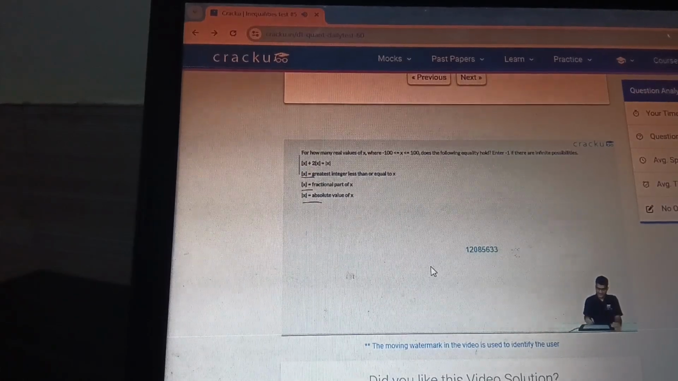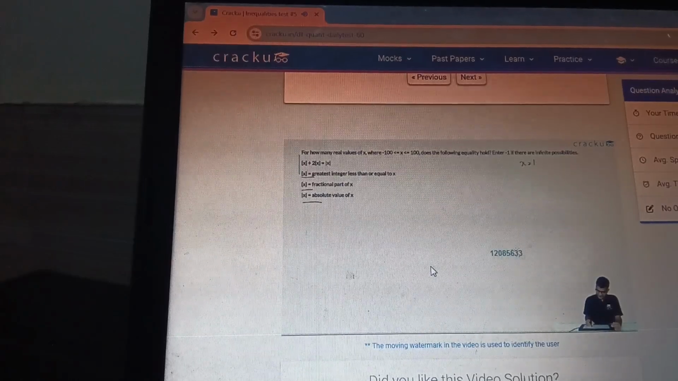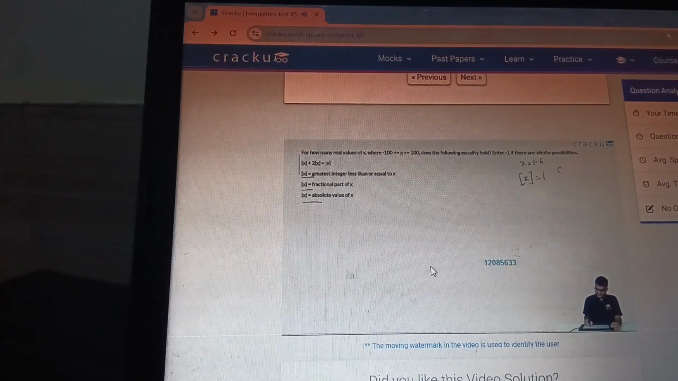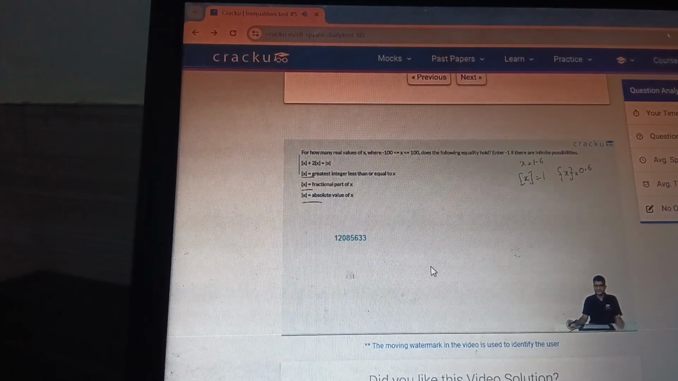Just to make things clearer, let us assume that x is equal to 1.6. Then what is the greatest integer which is less than or equal to x? That will be equal to 1, and the fractional part of x will be equal to 0.6. This is simple and very straightforward.